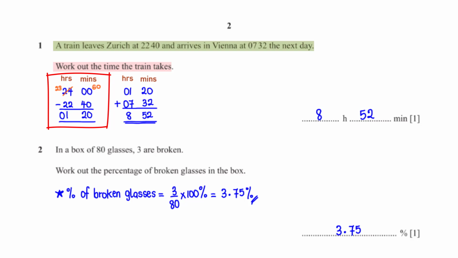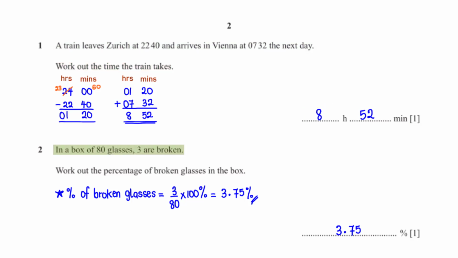In the minutes column, we can't subtract 40 from 0, so we borrow 1 hour from the hour column, which becomes 60 minutes in the minutes column. 60 minus 40 is 20. Under the hour column, we have 23 left, so 23 minus 22 is 1. So now we add the 1 hour 20 minutes we got to 7 hours 32 minutes. This gives us the total time duration as 8 hours 52 minutes.